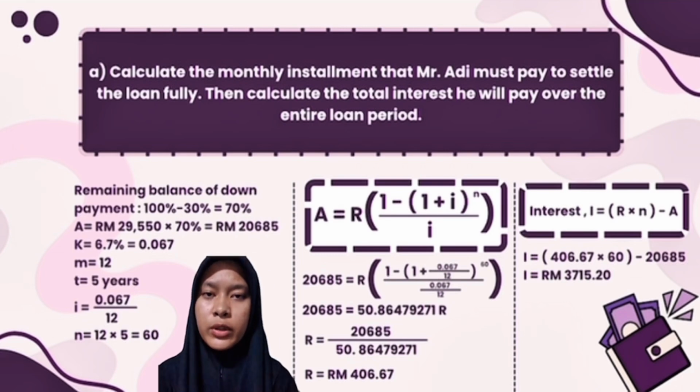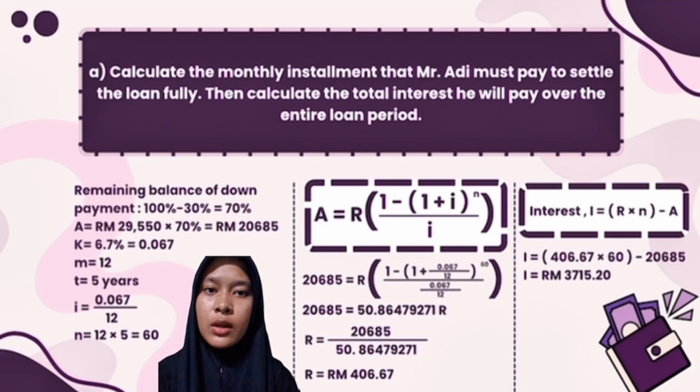Now we move to the formula. We should use the present value of annuity formula, which is A equals R open bracket 1 minus (1 plus i) to the power of negative n, close bracket, divided by i, because the keyword is settle the loan. Based on the question, we need to find R, which represents the monthly payment Mr. Adi has to pay. Then we put the values into the formula and solve the bracket part first.